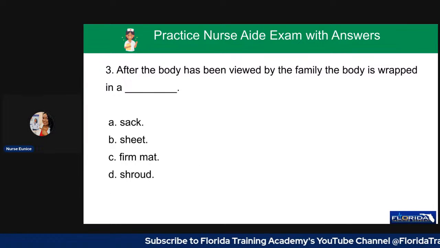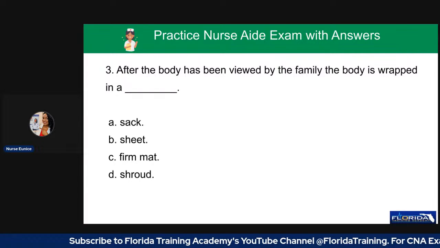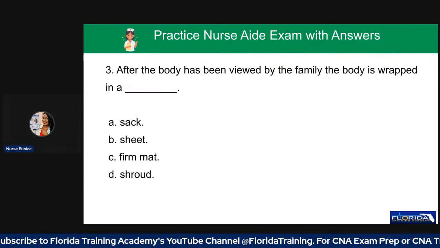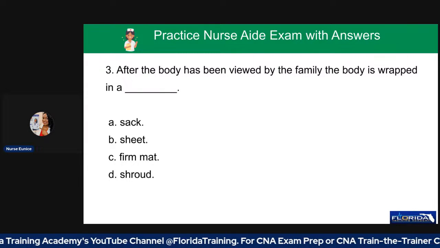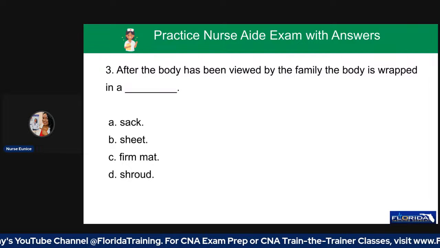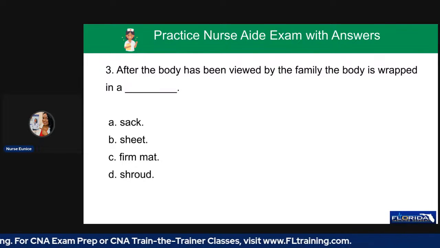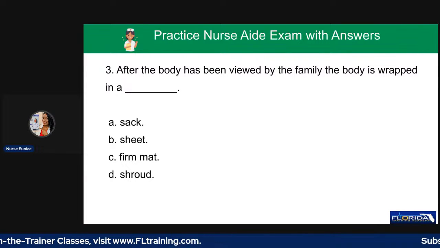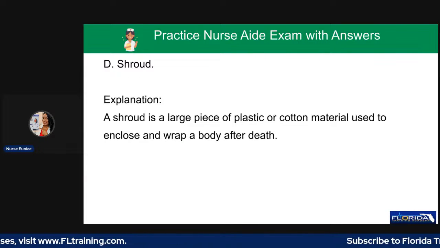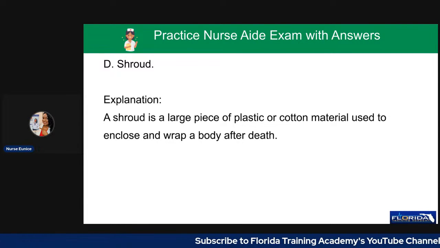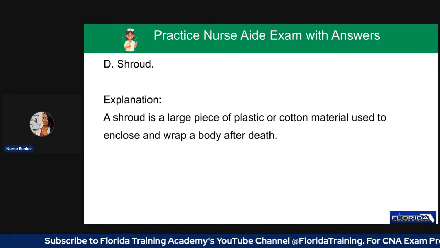Question number three. After the body has been viewed by the family, the body is wrapped in A, sack, B, sheet, C, firm mat, or D, shroud. And this one could be a little bit tricky because a shroud is not a term that we commonly use. So number three is D, shroud, which is a large piece of plastic or cotton material used to enclose and wrap a body after death.